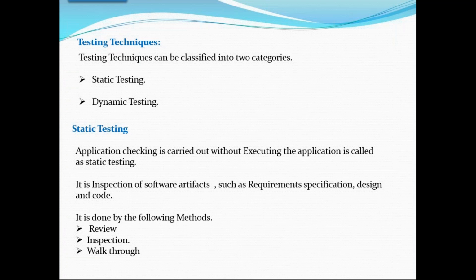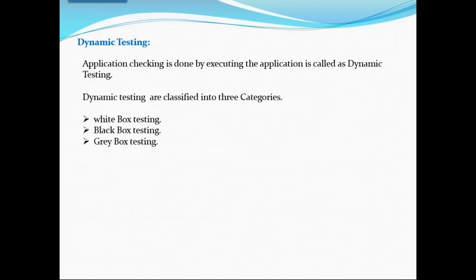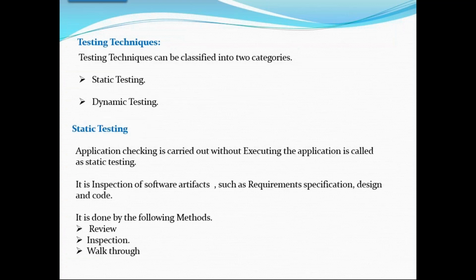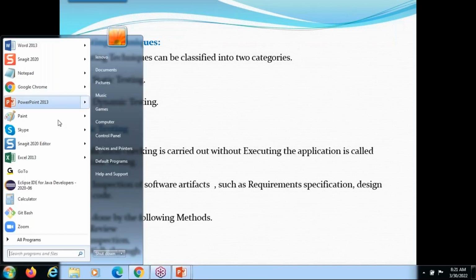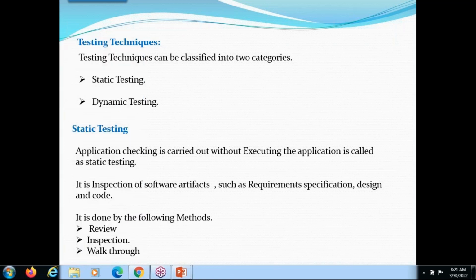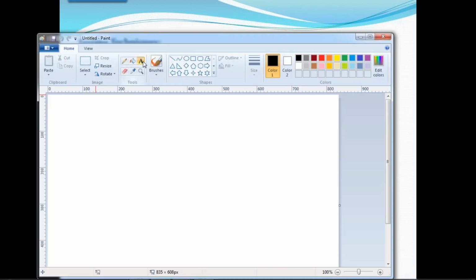Okay. And dynamic testing means what? With execution. With execution means what? White box, black box and gray box. We can also call it validation. Okay, this is validation. So definitely we use these two techniques while doing the testing. That is what verification and validation.